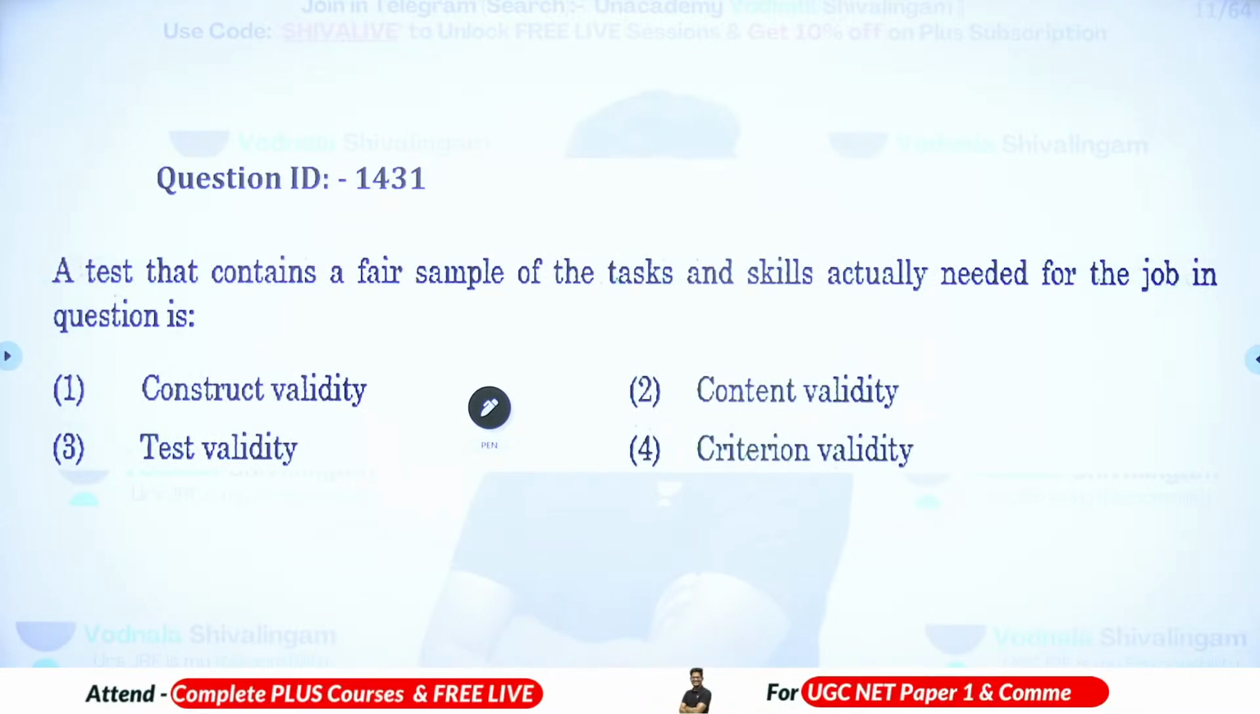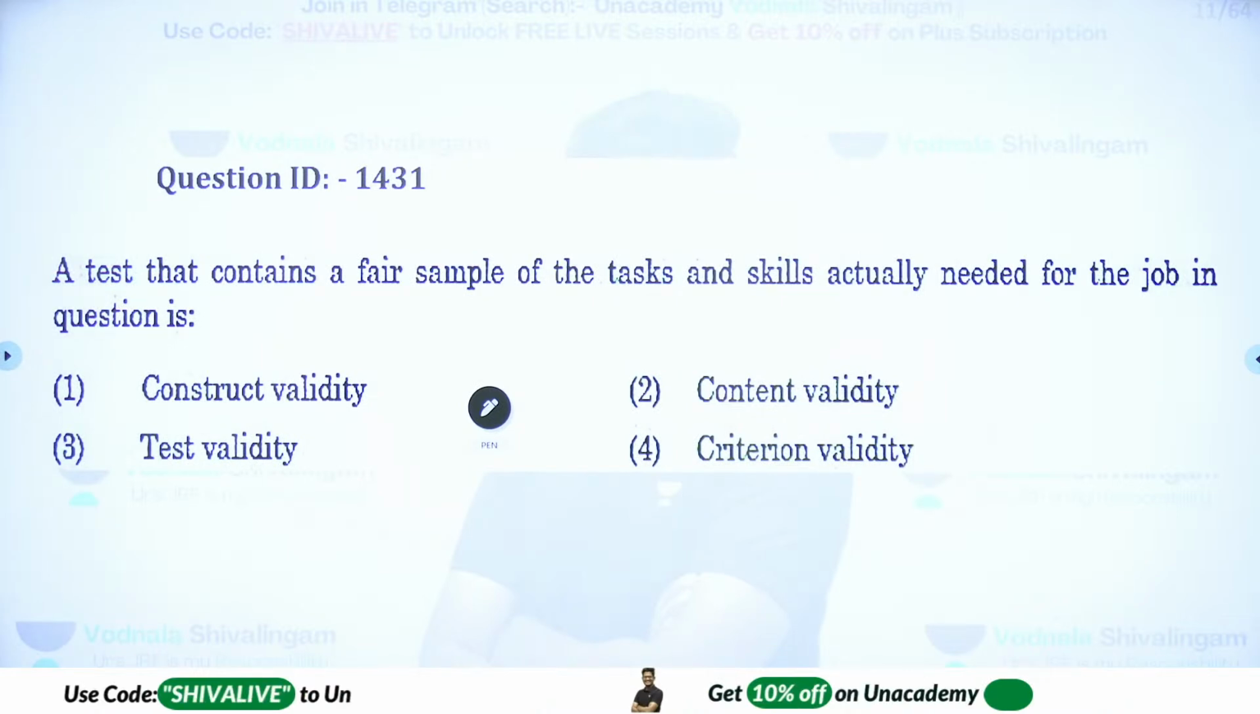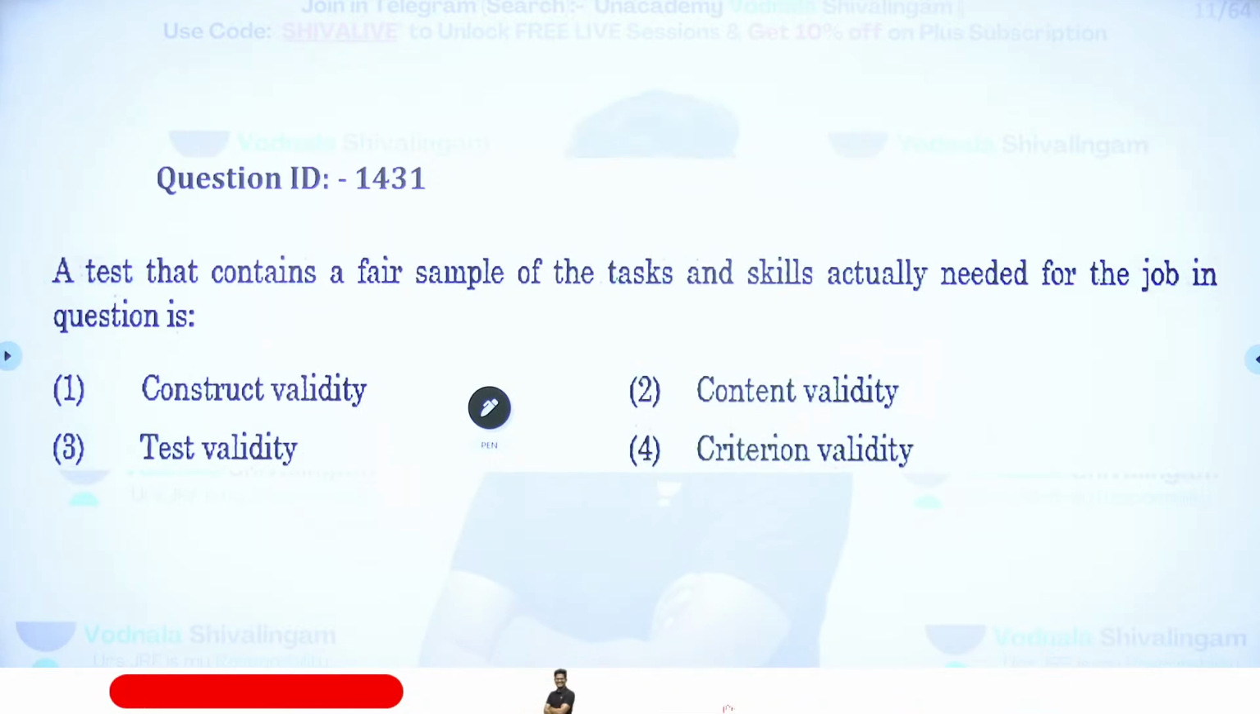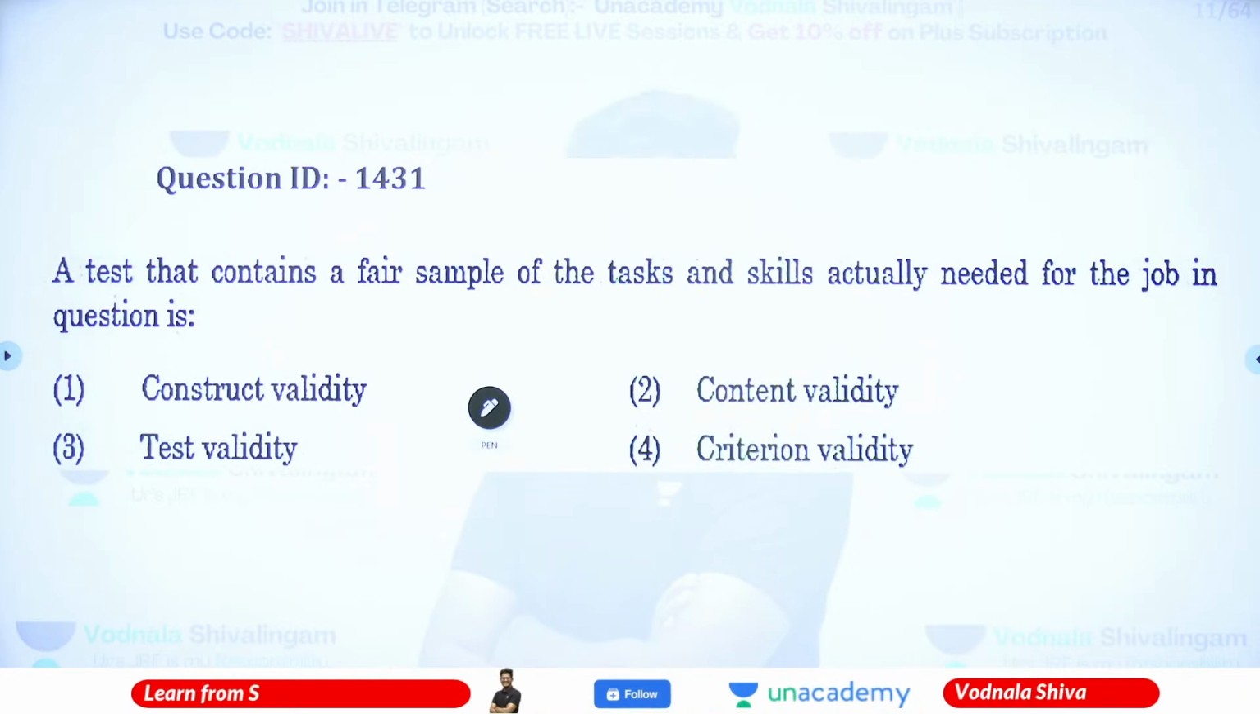A test that contains a fair sample of the tasks and skills actually needed for the job in question is.